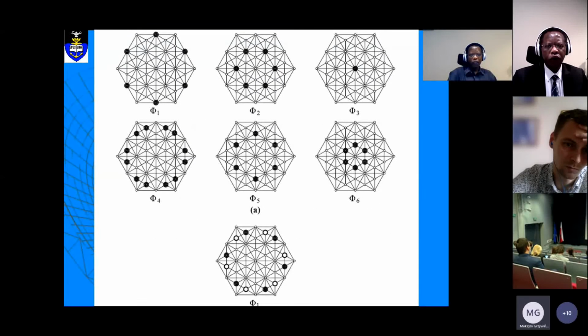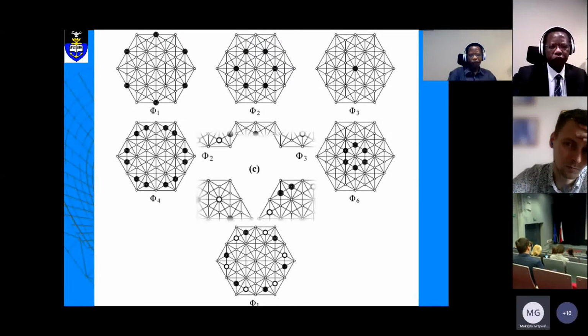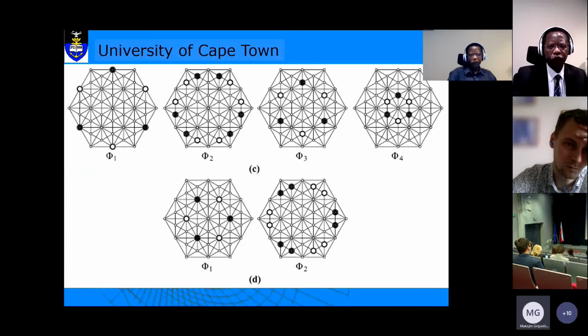So subspace S1 has got 6 basis vectors. Subspace S2 has got only 1 basis vector. Subspace S3 has got 4 basis vectors. And subspace S4 has got 2 basis vectors.